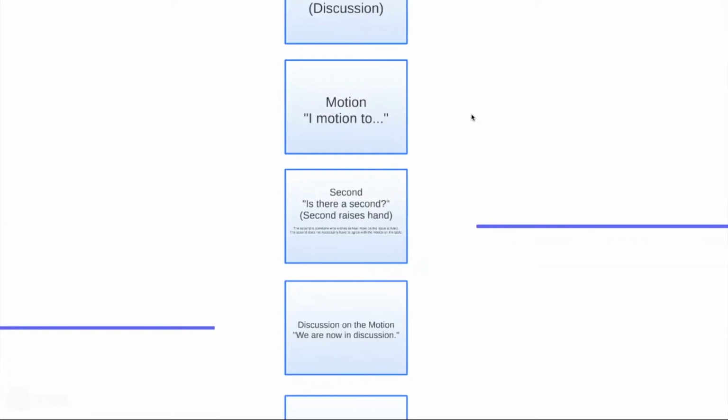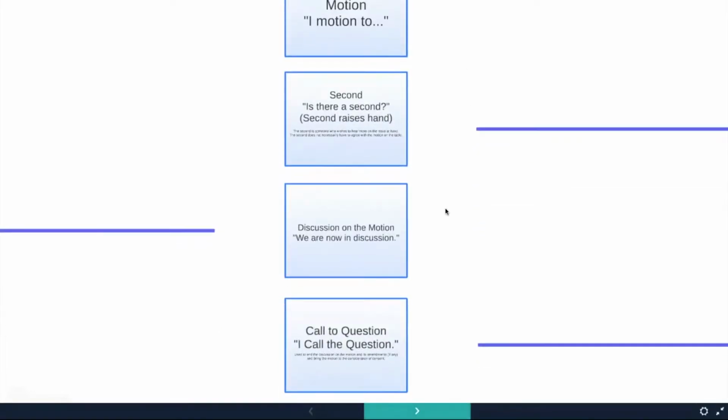And what that looks like is the second, right? So if just one person is motioning to spend the money, and there is no second, that motion is going to die, because essentially what happens is there's no committee support for moving it forward. So that kind of ends it where it is. So then after a second, you're going to go into discussion on the motion.